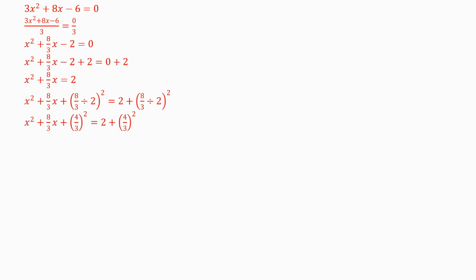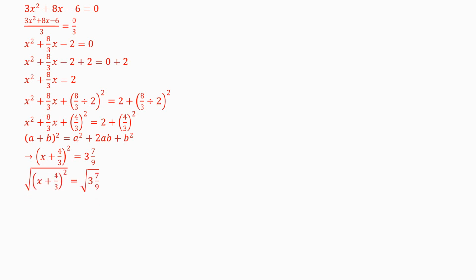Then in algebraic formulas, we know that (a plus b) squared is equal to a squared plus 2ab plus b squared. And looking at this, the right hand side of the formula looks similar to the left hand side of the equation we currently have. And so we can deduce that our a is x and our b is 4 over 3. So we can rewrite that expression as (x plus 4 over 3) squared is equal to, we simplify the right hand side, which is 37 over 9.